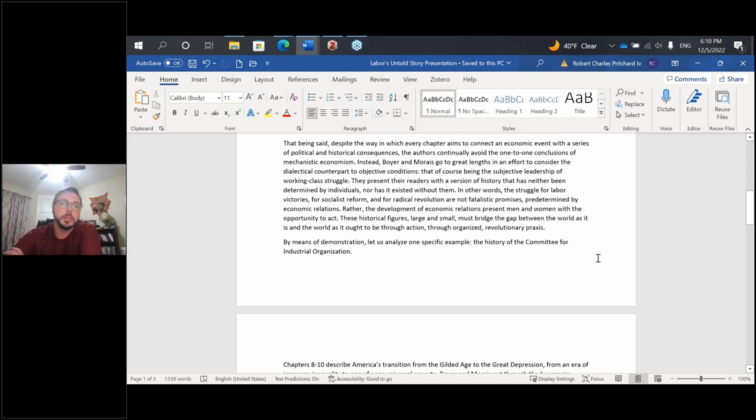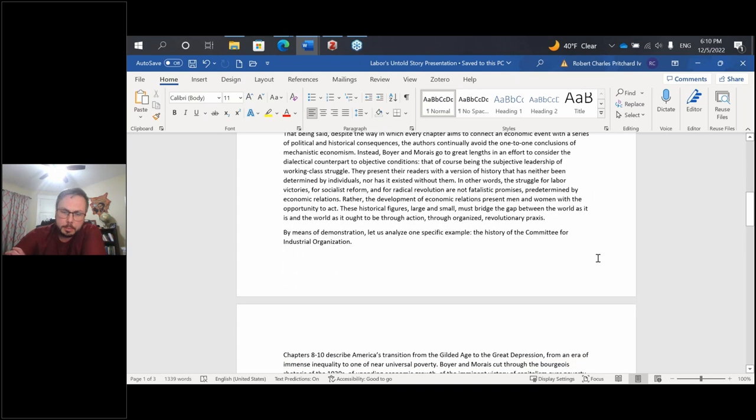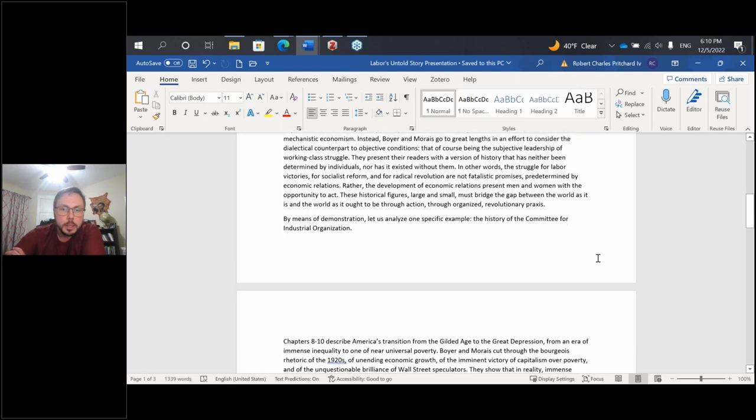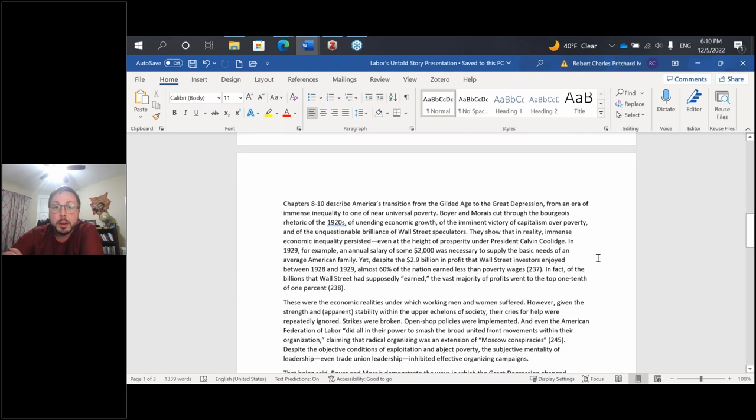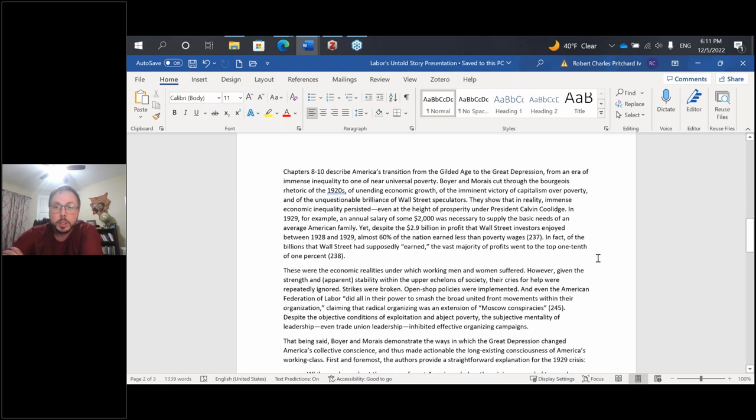By means of demonstration, let's analyze one specific example, the history of the Committee for Industrial Organization. Chapters 8 through 10 describe America's transition from the Gilded Age to the Great Depression, from an era of immense inequality to one of near universal poverty. Boyer and Morais cut through the bourgeois rhetoric of the 1920s, of unending economic growth, the imminent victory of capitalism over poverty, and of the unquestionable brilliance of Wall Street speculators.